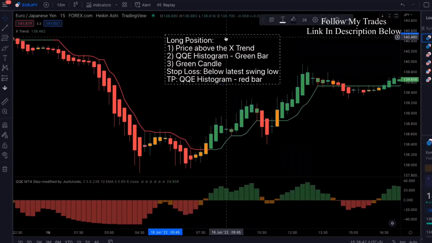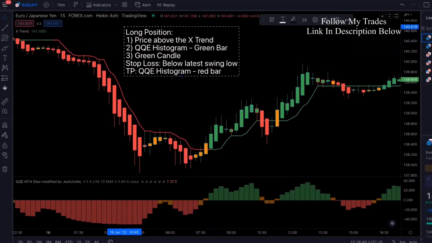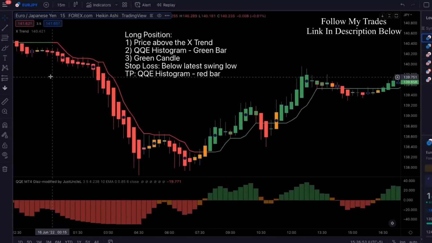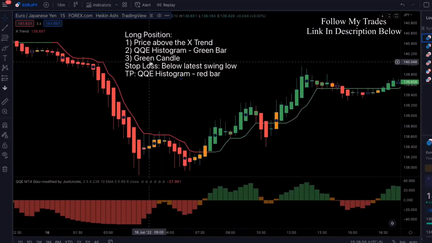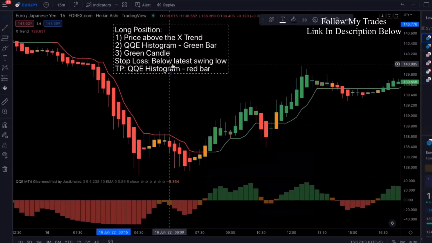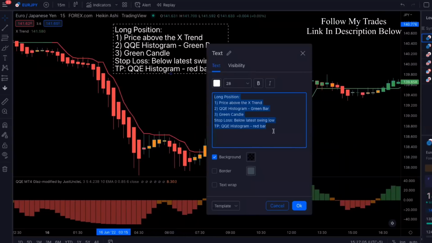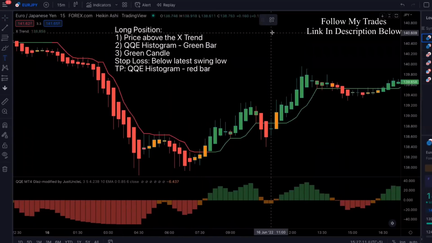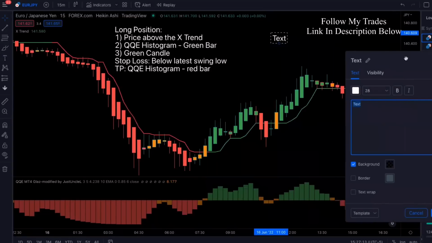So let's take a look at something like this, right? Actually, so that's the long position. Let me show you guys the strategy for the short position, which is going to be the exact opposite. And then I'll show you guys some examples. So let's take this, and then let's create another text right here. All right.